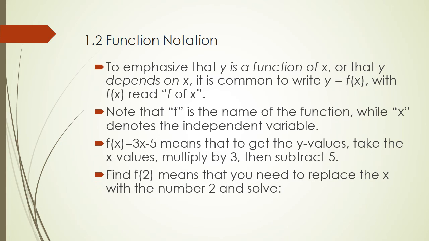And then if I tell you to find f of 2, then you need to replace the x with the number 2 and solve. So it looks something like this. F of 2 is 3 times 2 minus 5, which is 6 minus 5, which is 1. So f of 2 is 1. In other words, function f, when x is 2, the value of that function is 1.